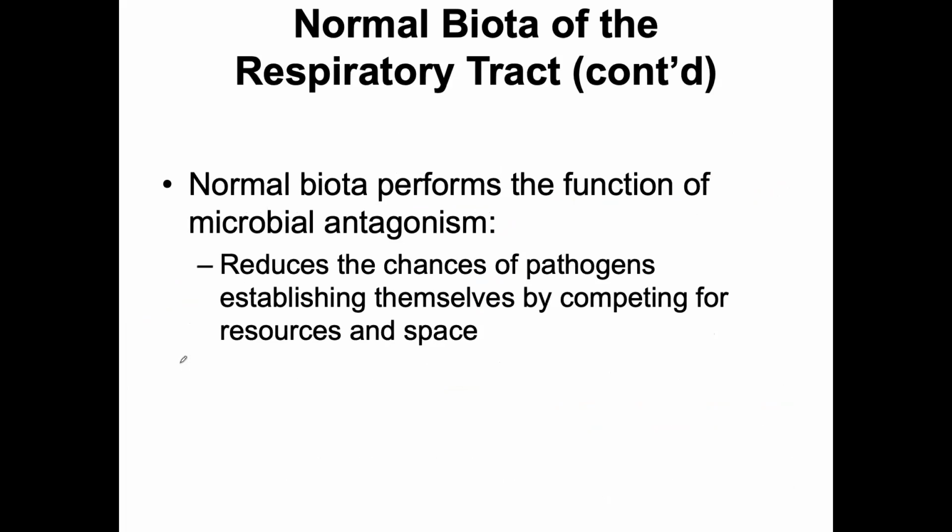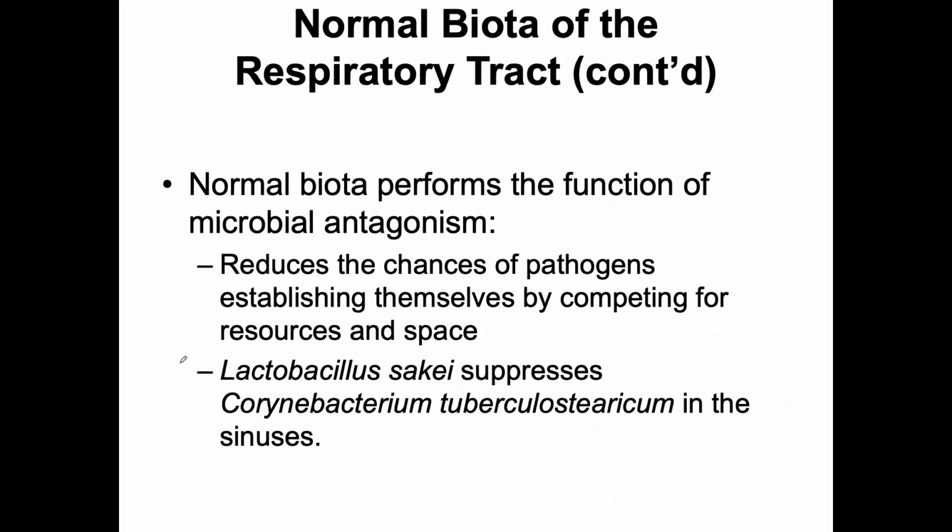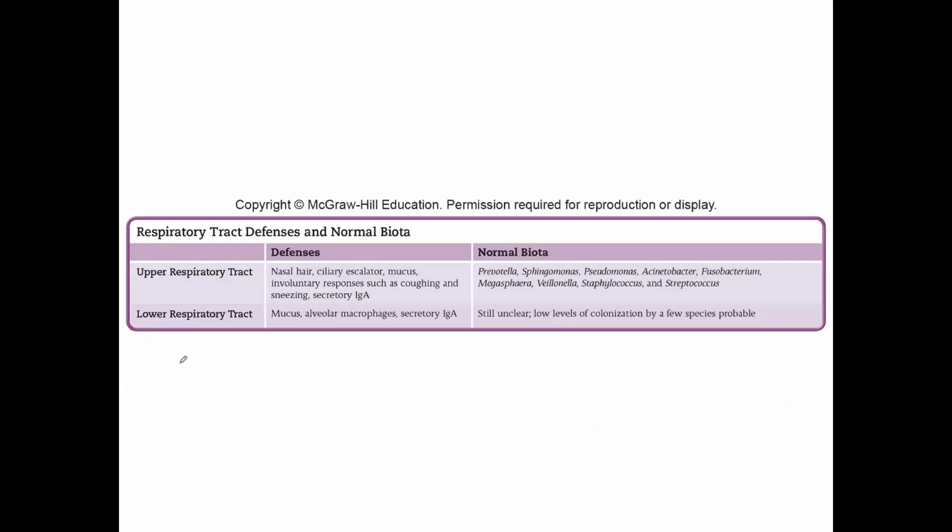Normal biota, meaning our normal inhabitants, lock out a lot of pathogens by taking space away from them, right? Lactobacillus can suppress Corynebacterium tuberculosum in the sinuses. And so here you can see the upper and the lower respiratory tract, the natural defenses, and the normal inhabitants.